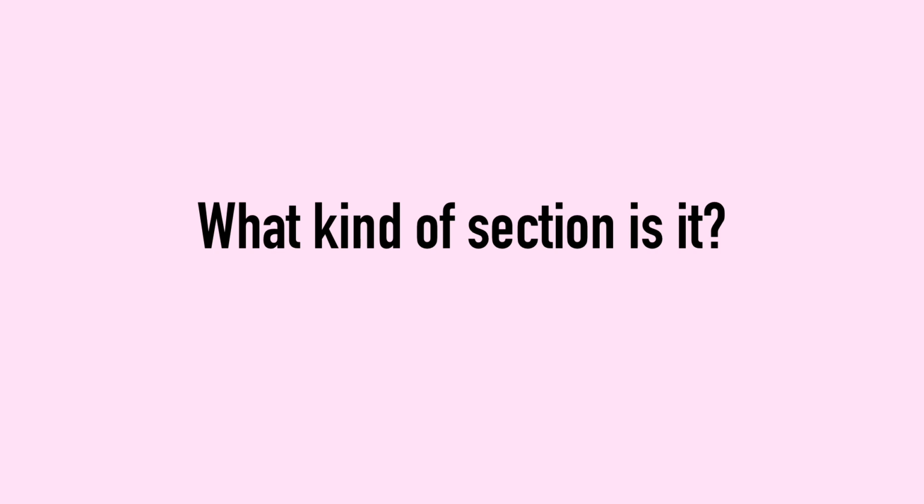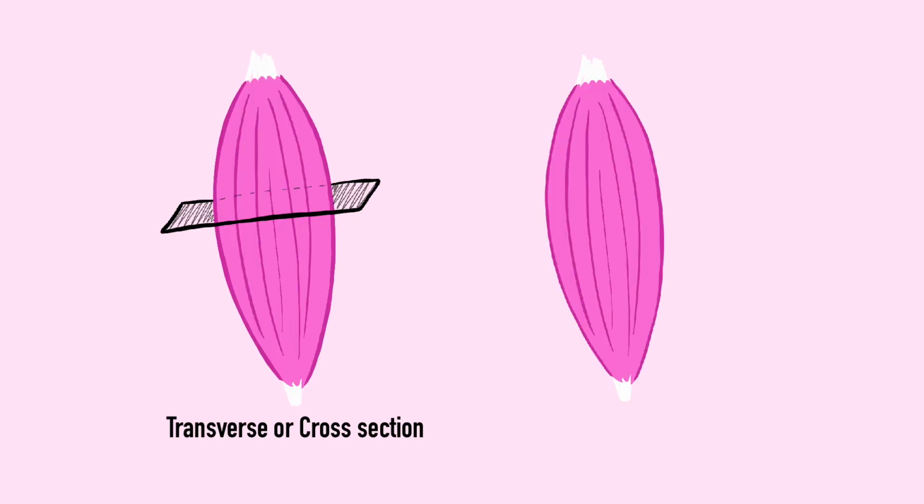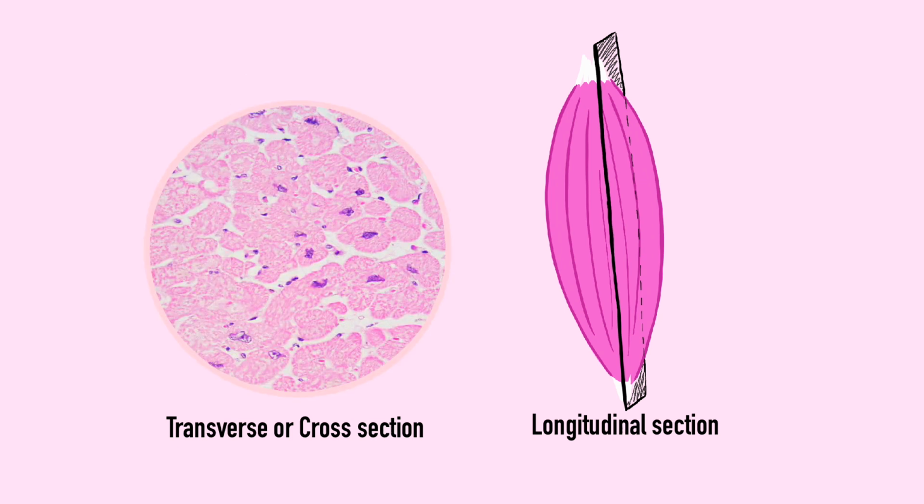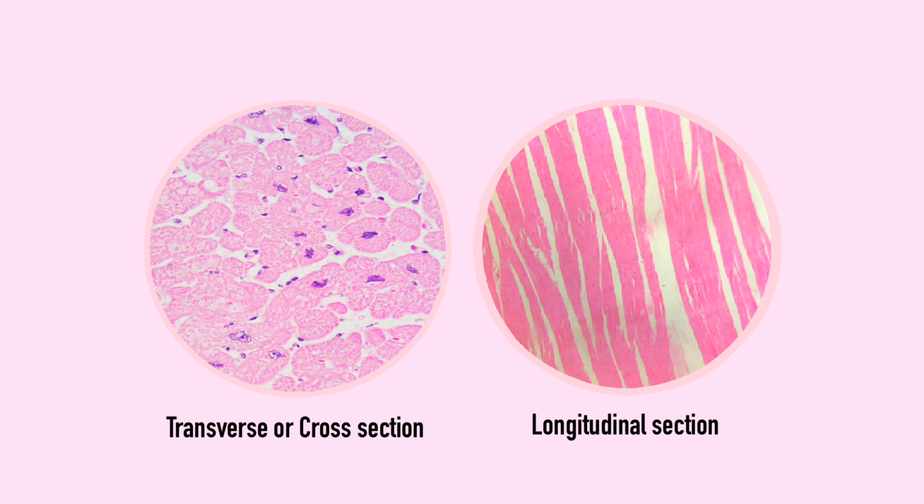The first thing you look at when you have already figured out it's a slide of some kind of muscle is the type of the cut it is. The question you have to ask yourself is: is it a transverse section or longitudinal section? This is how transverse section and longitudinal section would look in real life.